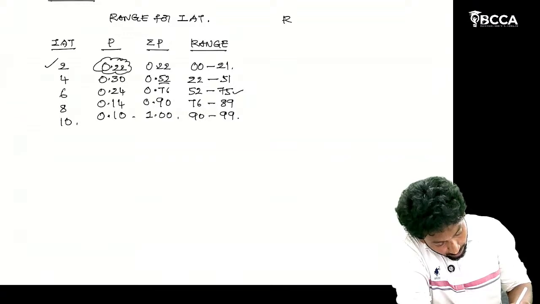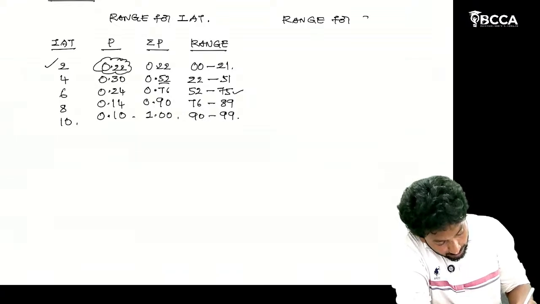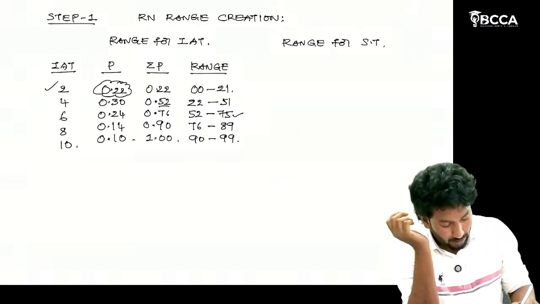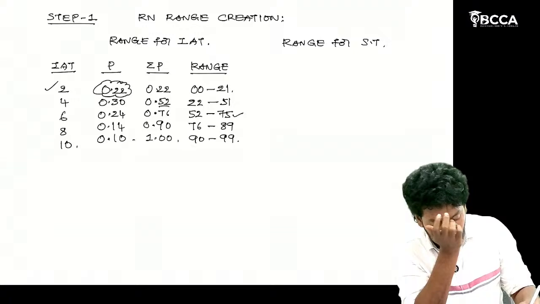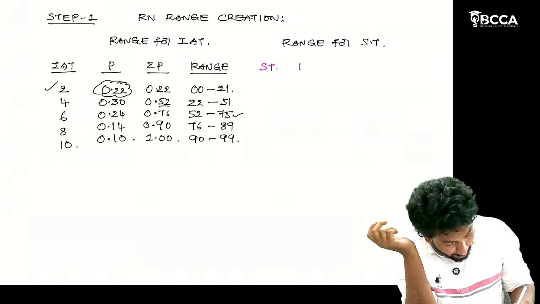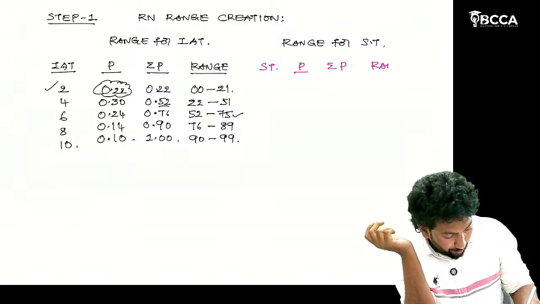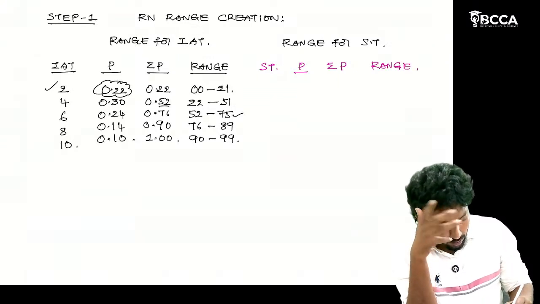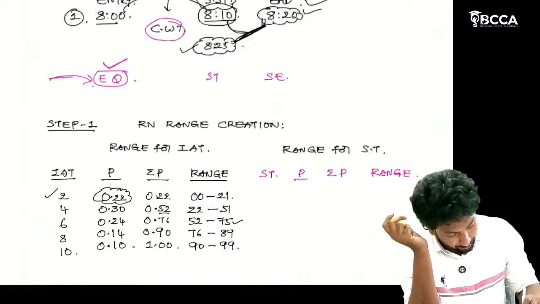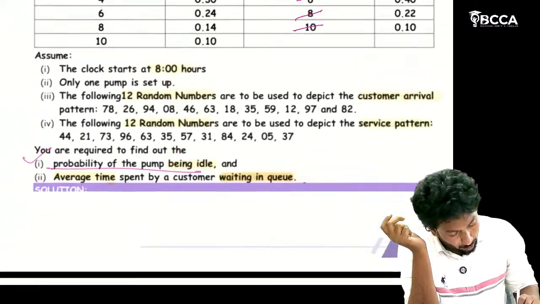Okay, next one, random number range for service time. See, first of all write service time, respective probabilities, cumulative probabilities, and then write the range. Okay, so here service times are given in the question: 4, 6, 8, 10. What are the probabilities?